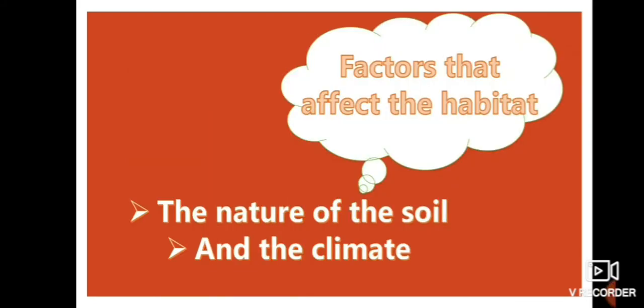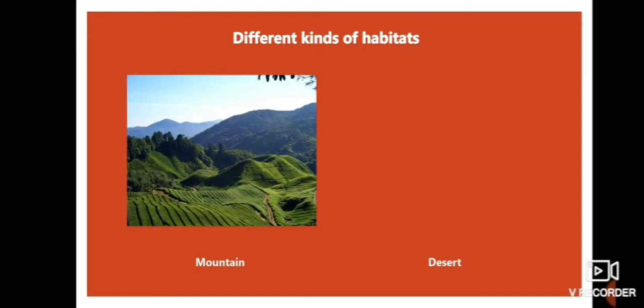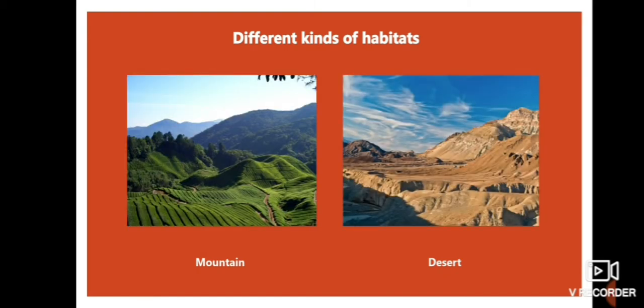We have factors that affect any habitat. These factors are the nature of the soil and the climate. That's why we find many different kinds of habitats. For example, the mountain and the desert are two different habitats. They are affected by the nature of the soil and the climate.